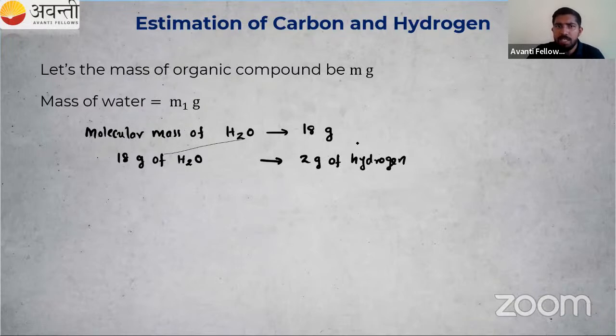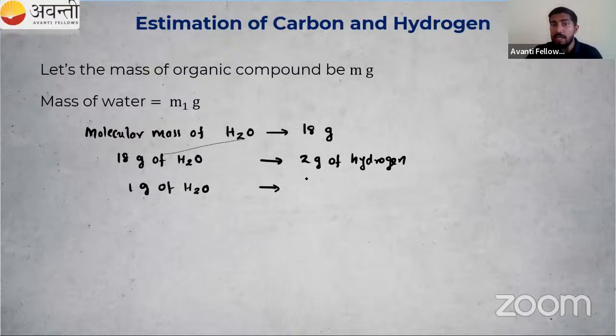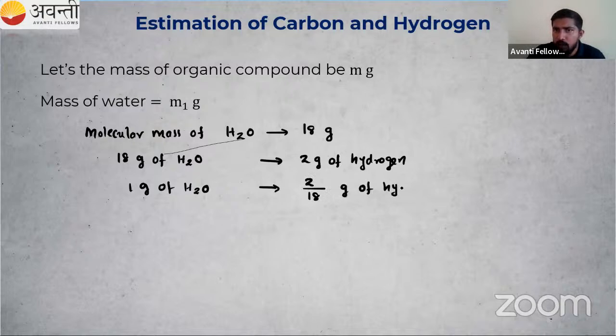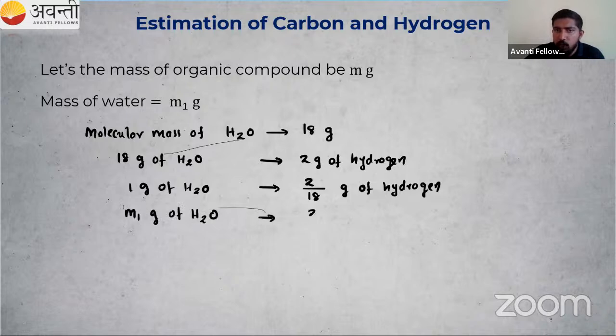Okay, then unitary method. If 1 gram of H2O is present, what is the amount of hydrogen? That is 2 divided by 18 gram of hydrogen. Here we have M1 gram, right? So M1 gram of water is present. Then tell me, in M1 gram of water, what is the mass of hydrogen present? So I can write 2 divided by 18 into M1 gram of hydrogen.